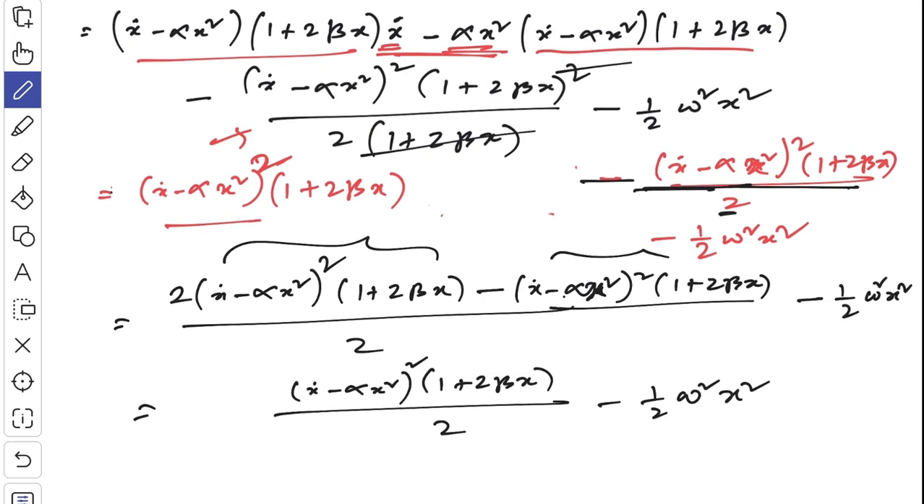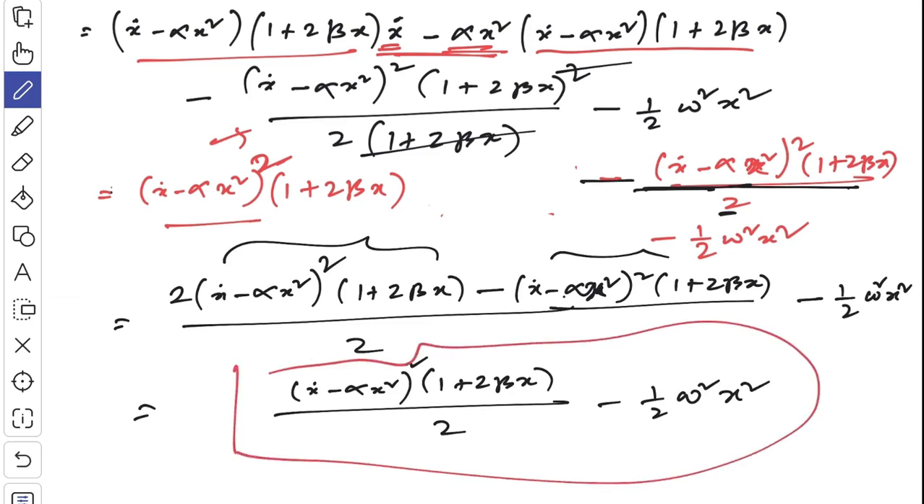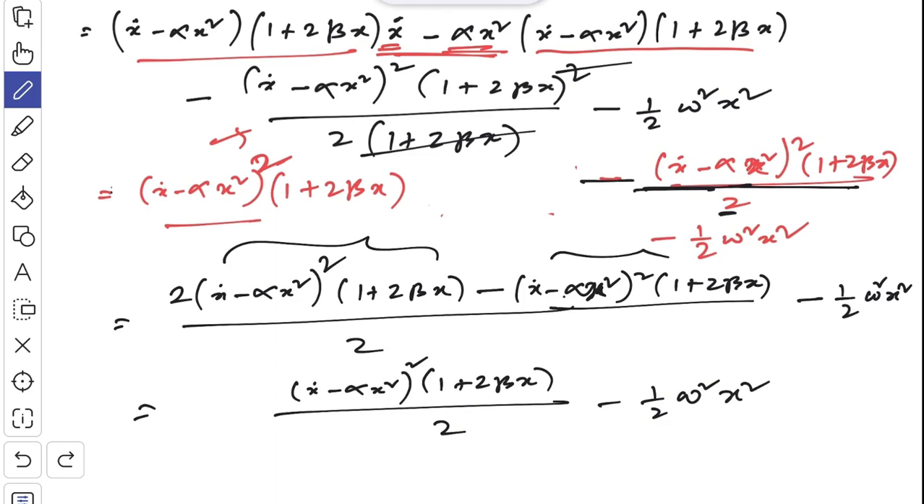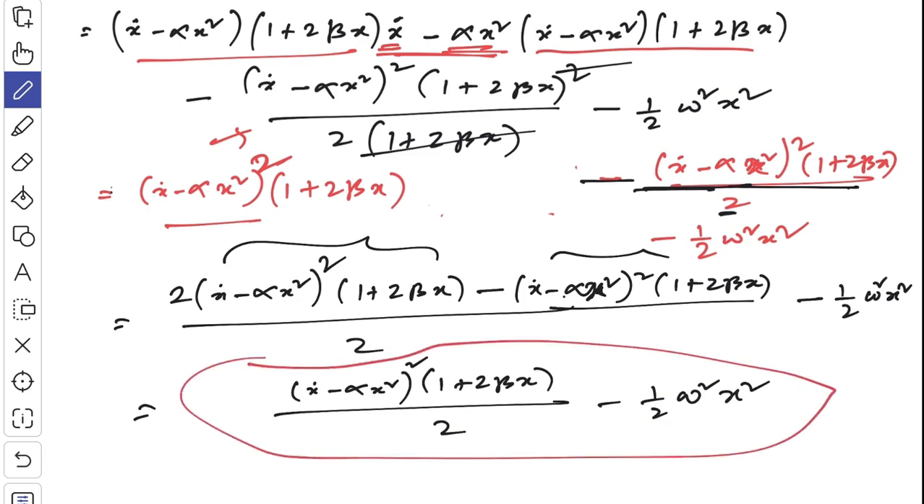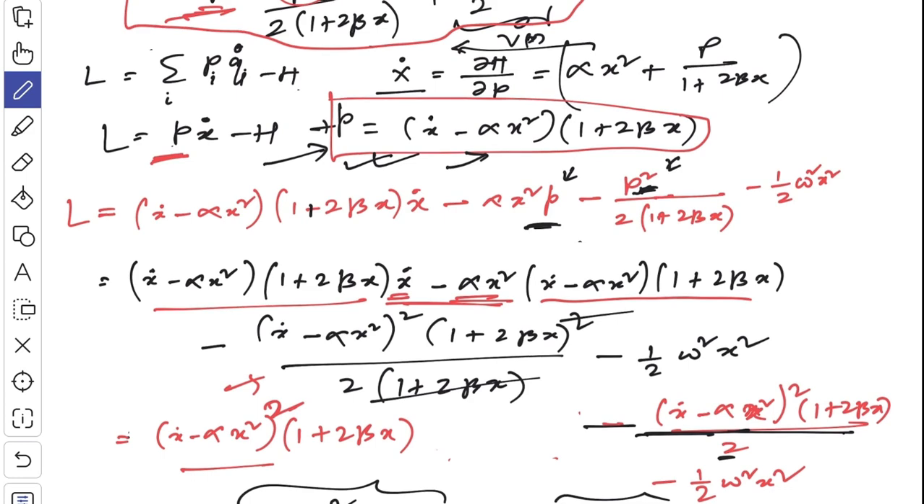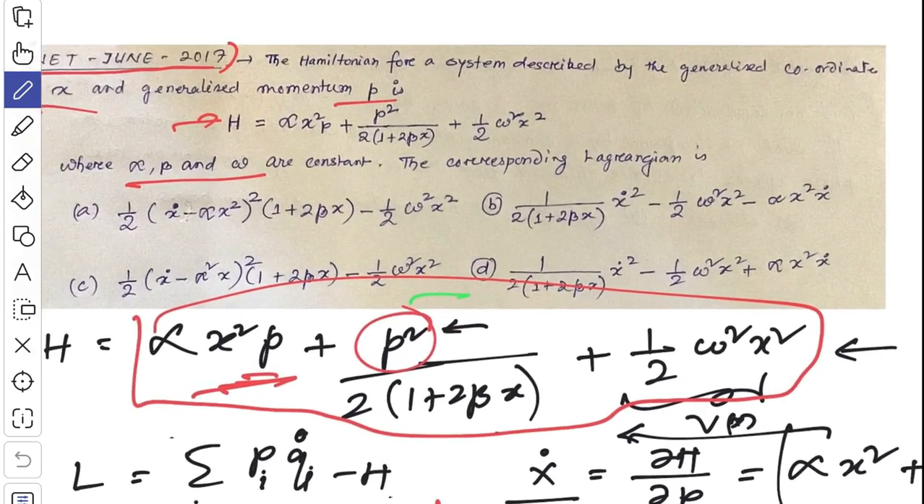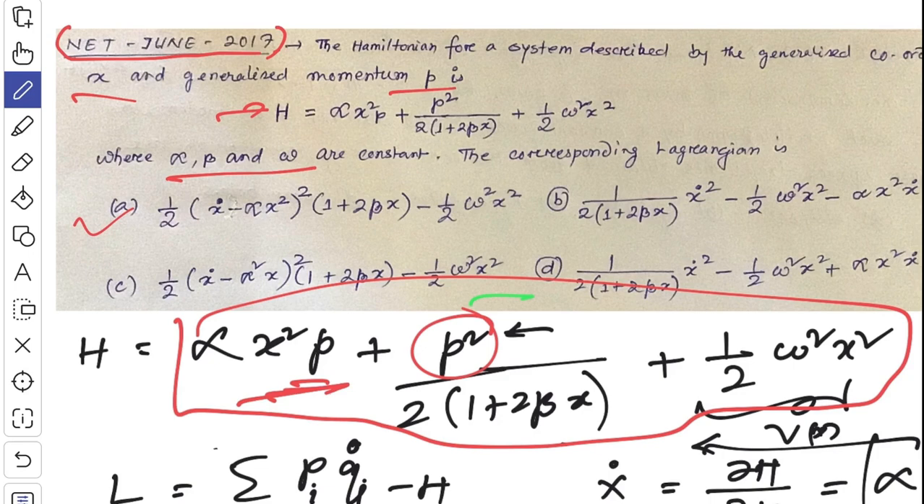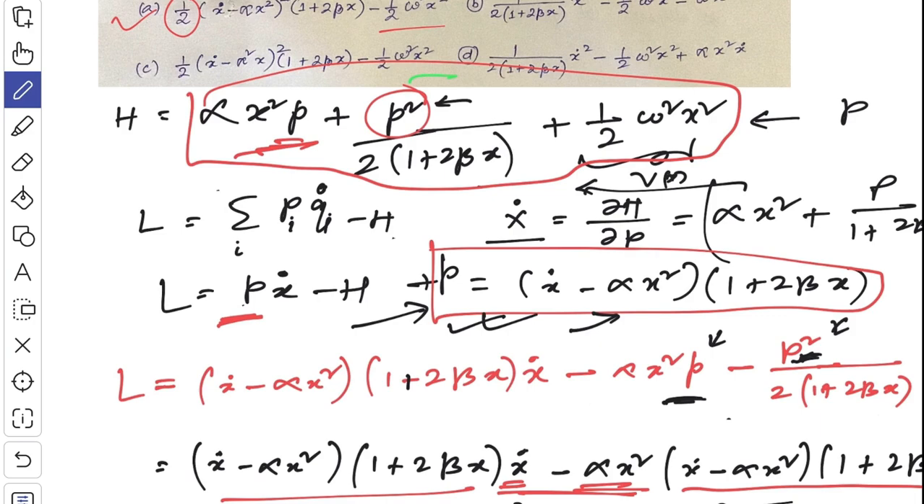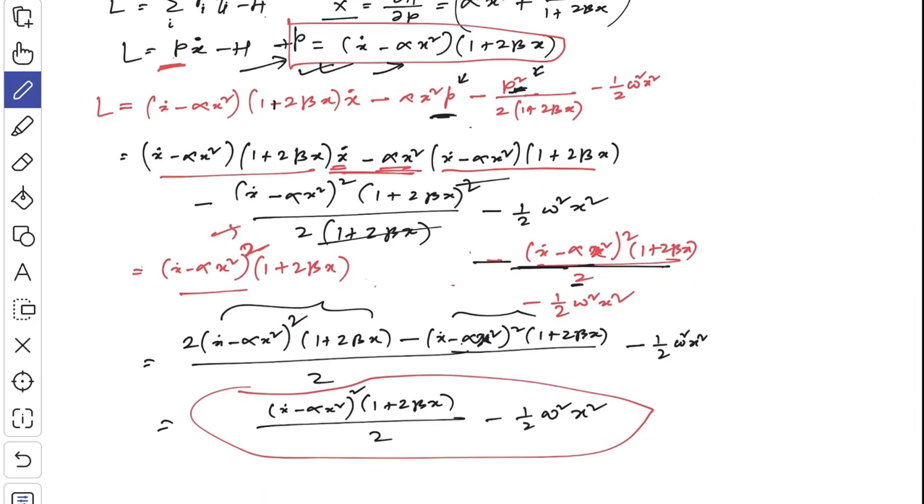So now, which option is correct according to this result? So let's check the question. So option A. So here is the half, that means divided by 2. You can consider that. Then this is the potential. So our correct option is A. So that's what we have got. This is the answer, Lagrangian L. Okay. So now let's move on to next question.